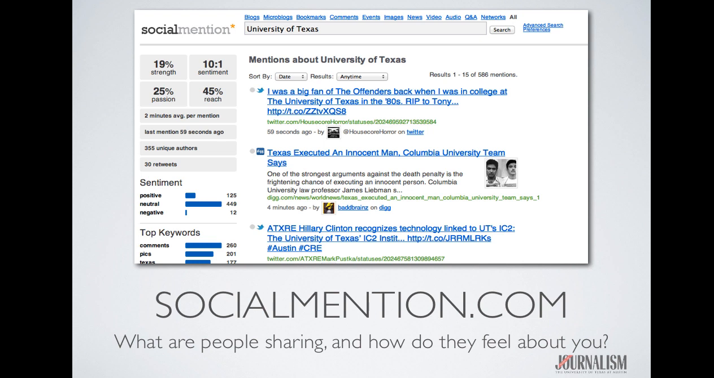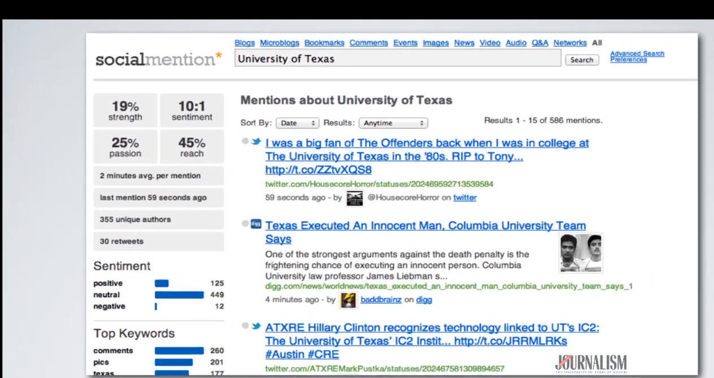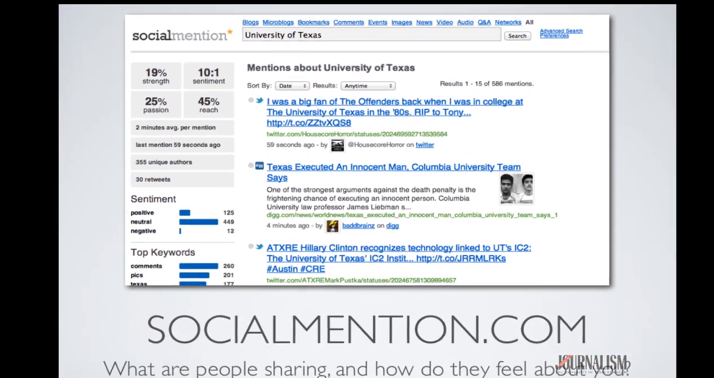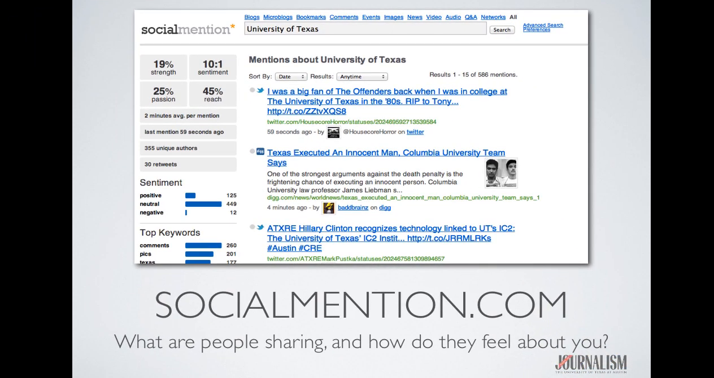Social Mention tells you what people are sharing and how they feel about you. I typed in University of Texas up here, and this is what it gave me, including mentions on Twitter and Digg and elsewhere of the University of Texas. And then there are some numbers over there at the top left. You have to dig in a little bit to figure out what those really mean. But it's like, are people excited about you? Are they saying positive things based on their algorithm? Are they saying neutral things? What keywords are they using to find your content? And so it's very good for measuring the success or failure of a campaign.